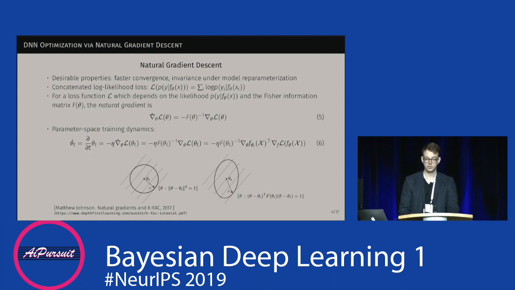First, I will briefly introduce natural gradient descent. Natural gradient descent has several appealing properties, including fast convergence and invariance under reparameterization. Natural gradient descent is like gradient descent, but with a preconditioner matrix multiplied to the loss derivative. This preconditioner is the inverse Fisher information matrix, and with it pre-multiplied, we almost get the same parameter space evolution as for gradient descent, as can be seen here.